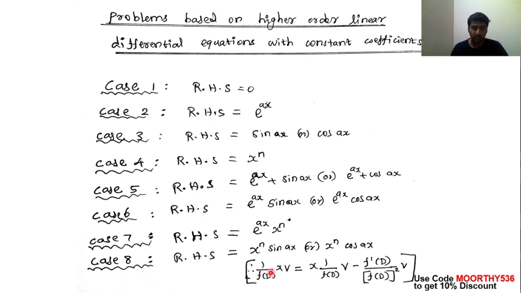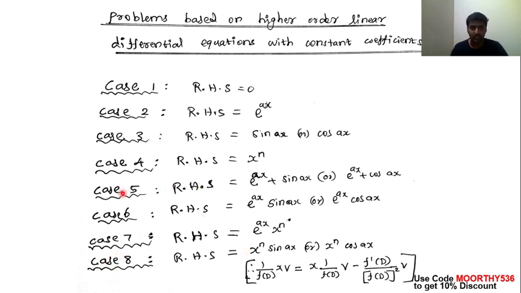Now 1 divided by f of D times xV equals this formula. We will discuss this in this class after completing the previous cases. Already we have completed case 0, case 1, case 2, case 3 and case 4, the first 4 classes. Today we are going to complete cases 5, 6 and 7. If time permits, we will move into case 8 also.